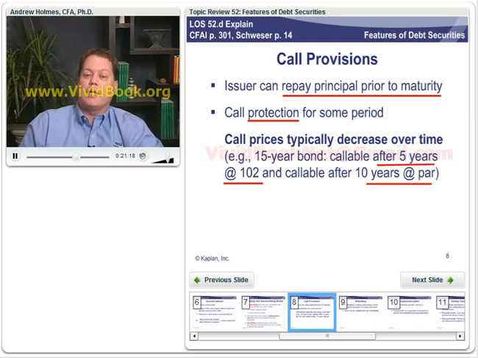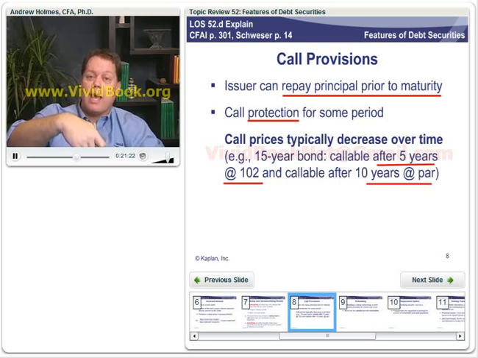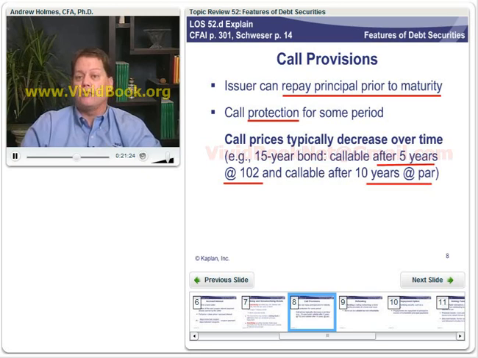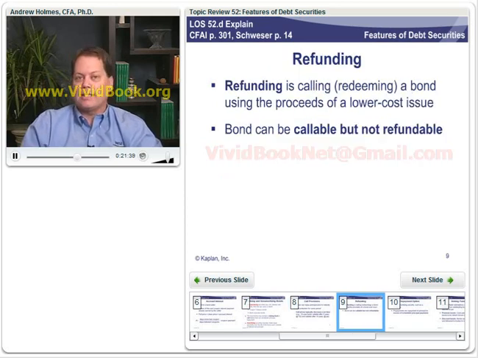And what we're going to see is this is a problem for the bondholders, because as interest rates go down, the value of these fixed income securities goes up. So when you say, well, the interest rates have gone down, the value of my bond should be going up, well, this call provision, that's when the call is going to be exercised, and of course that's going to be bad for the bondholder.